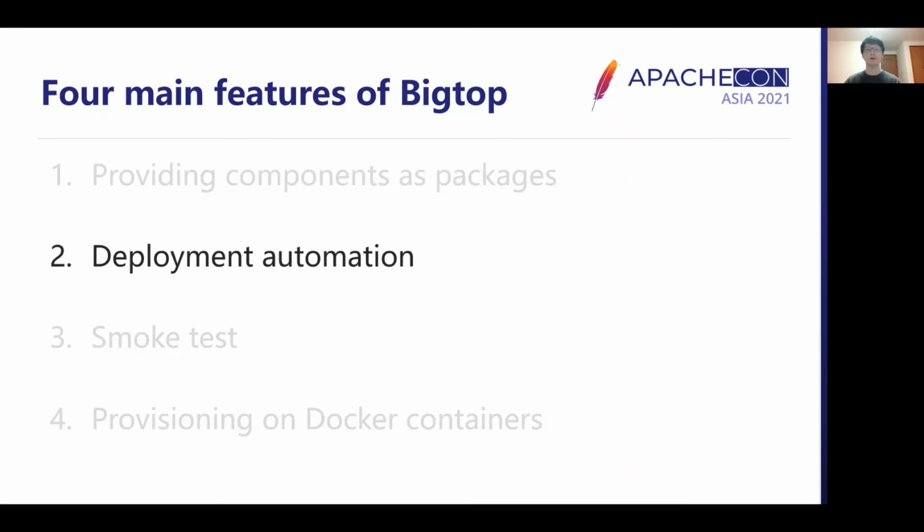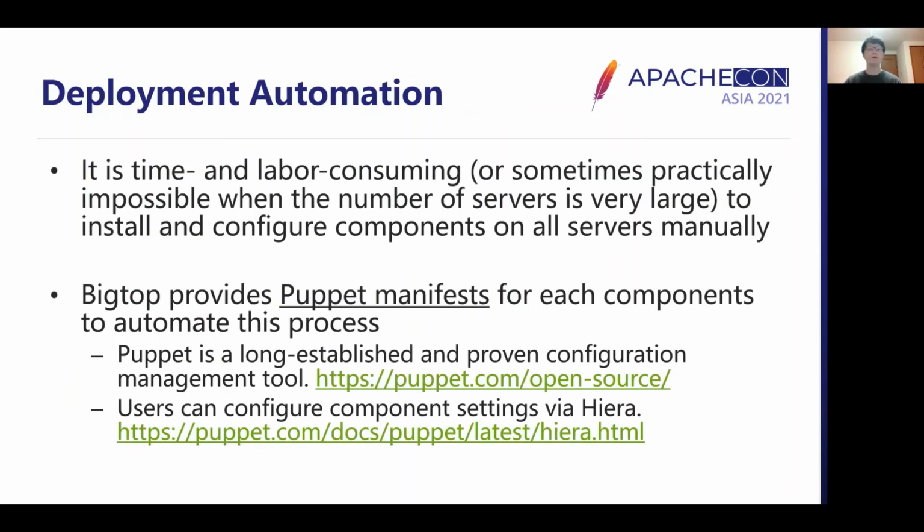The second feature of Bigtop is deployment automation. Though Bigtop provides components as packages, it is time and labor consuming to run the install command on each server manually. In addition, users usually have to configure component settings after installation. Thus, some means to automate those processes is required. For this purpose, Bigtop provides a Puppet manifest for each component. Puppet is a long-established and proven configuration management tool.